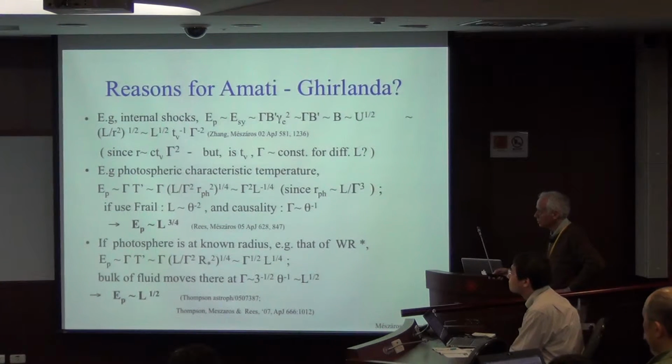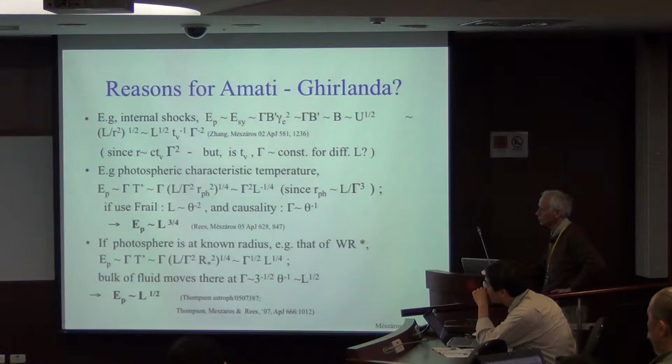And so eventually you get that your Ep goes as L to the 1/2, and the radius is proportional to the variability time times gamma squared. If these two factors were constant, then we would have Ep proportional to L to the 1/2. The problem is that the variability time scale and the bulk Lorentz factor differ, and they can change, so there is no guarantee that these factors are constant. So, you know, you have a sort of an explanation, but it's not very satisfactory.